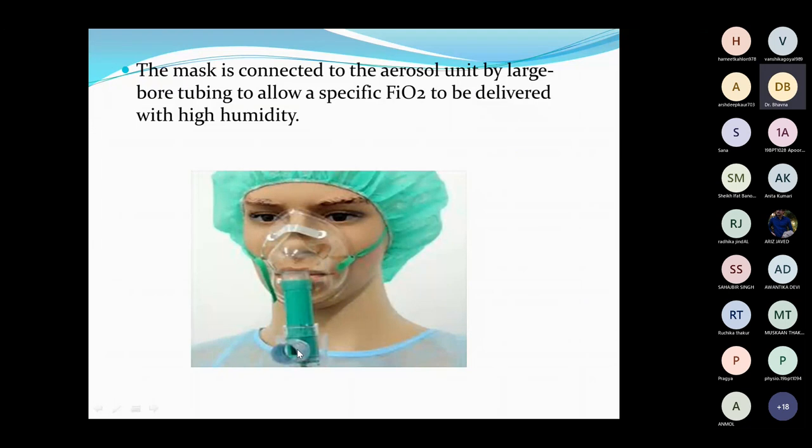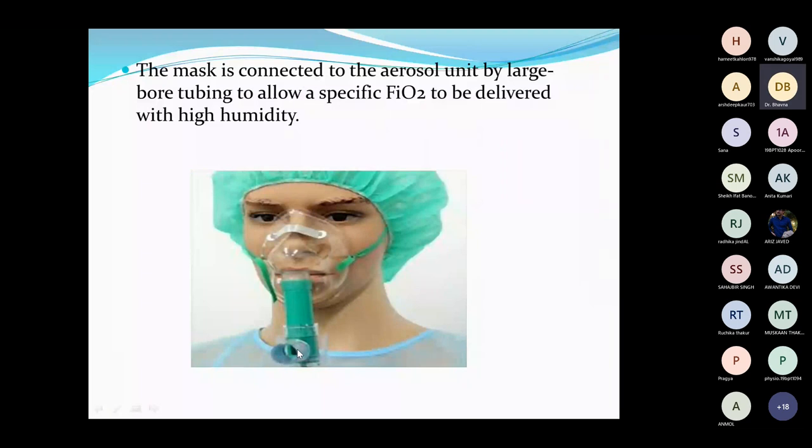You can see in the image, it is connected to the mask, and yellow Venturi, green Venturi, orange Venturi, and white Venturi. These are the four basic colors in the Venturis through which you deliver the oxygen to the patient, right? Different Venturis have different percentages of delivering the oxygen.